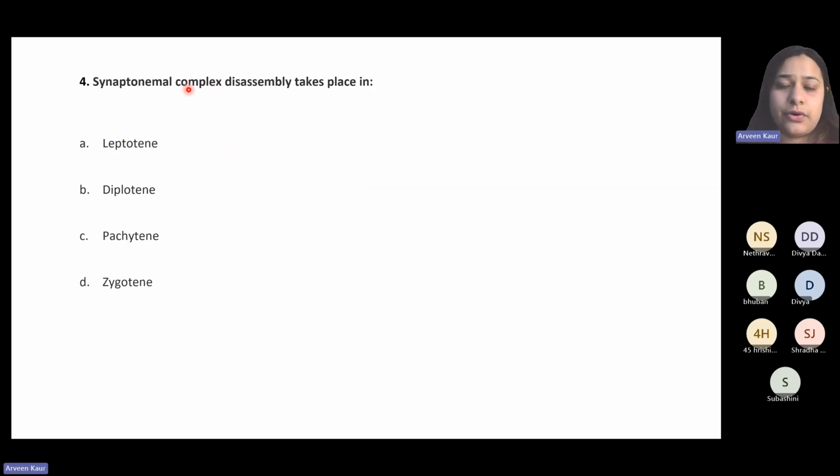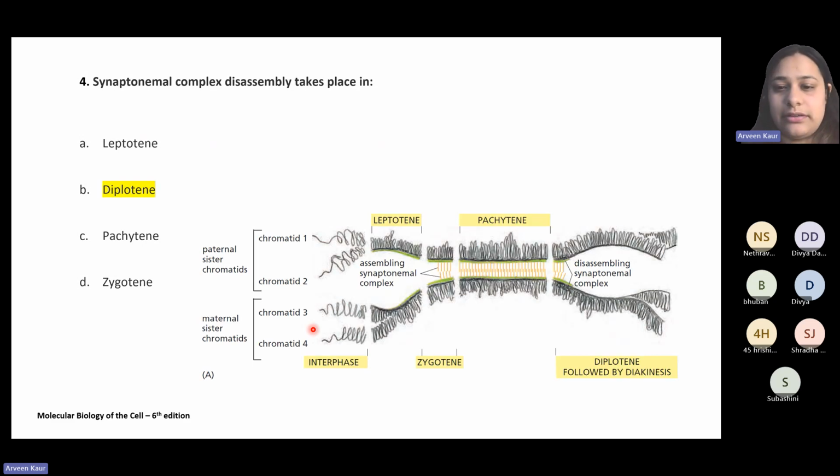Then comes question number 4, which is: synaptonemal complex disassembly takes place in which of these stages? So this is something I've just discussed, but let us go through the options. Is it leptotene or diplotene or pachytene or zygotene? While I was discussing the last question, I went through this as well. So hopefully you were listening and you do know the answer for this one, right? So the answer over here is diplotene, right?